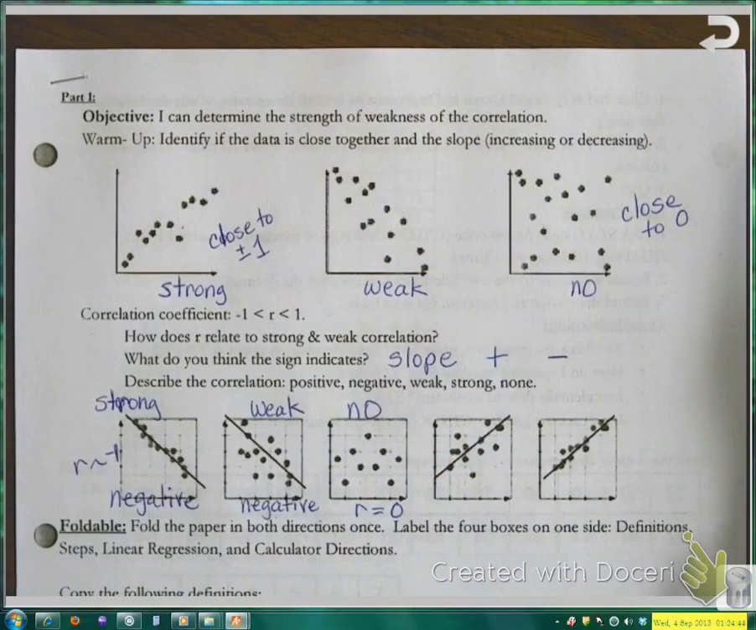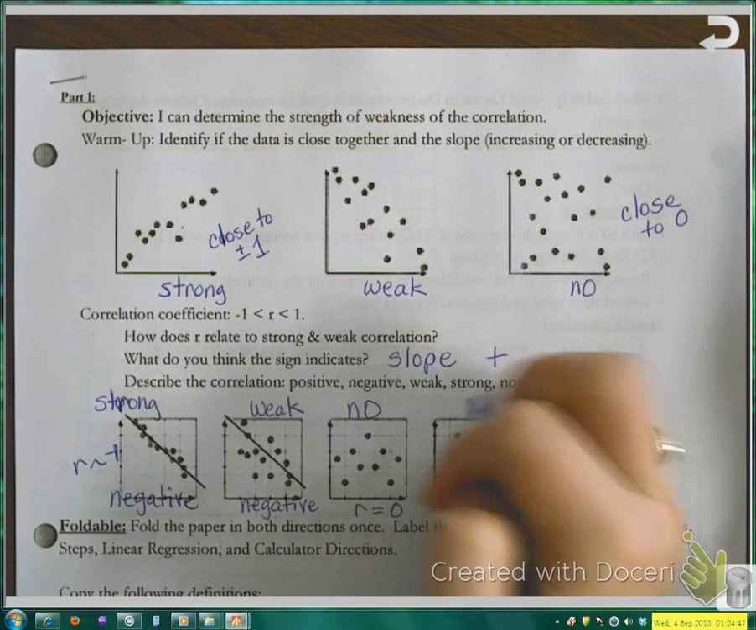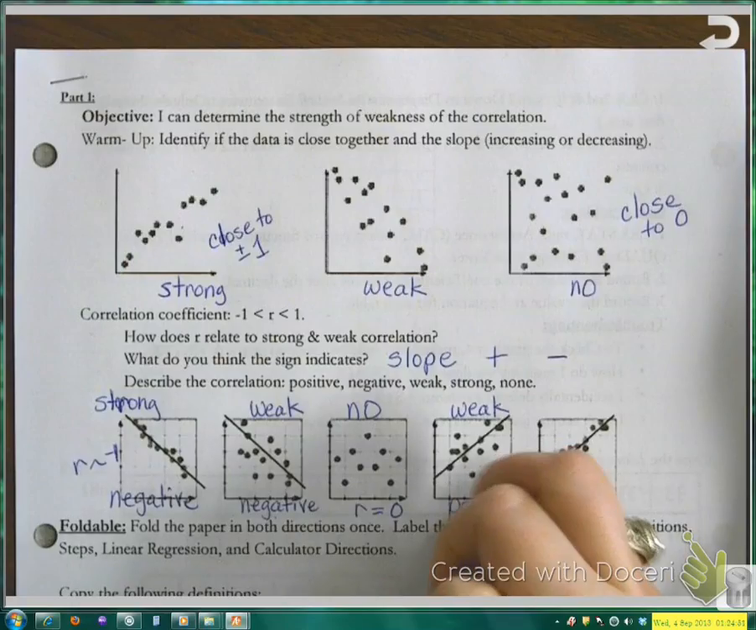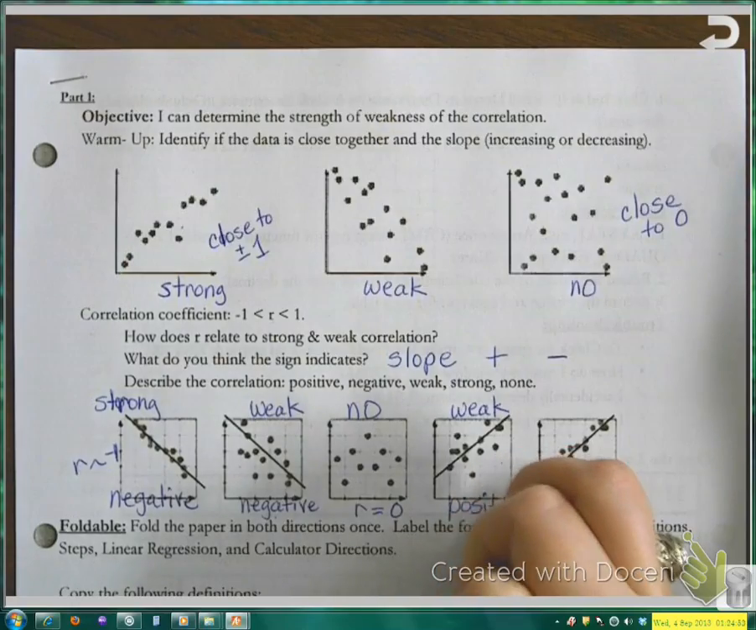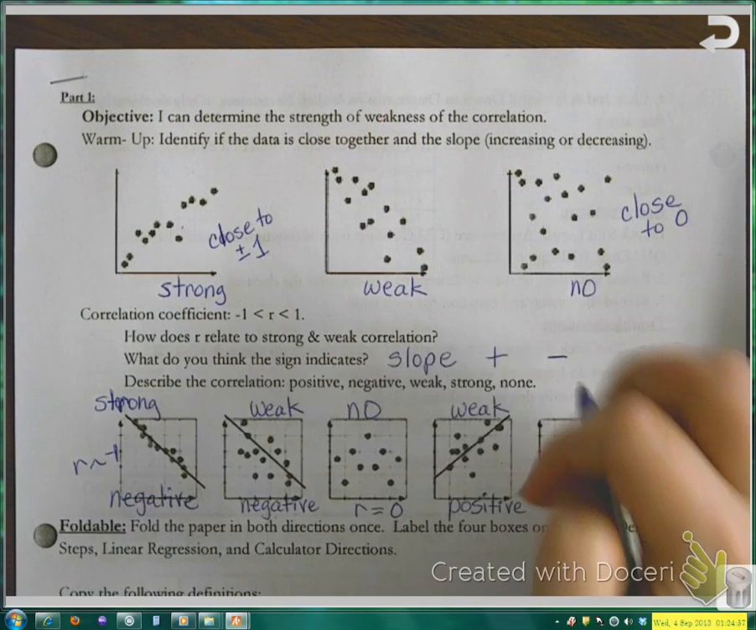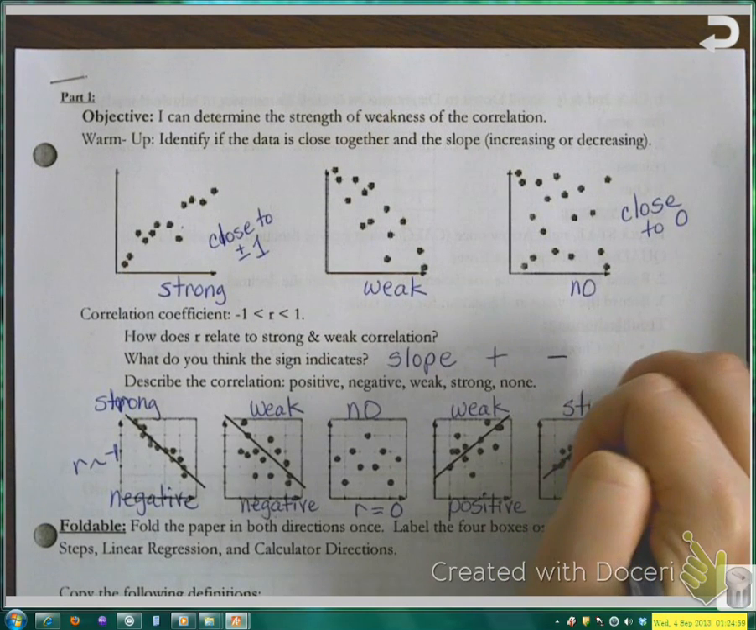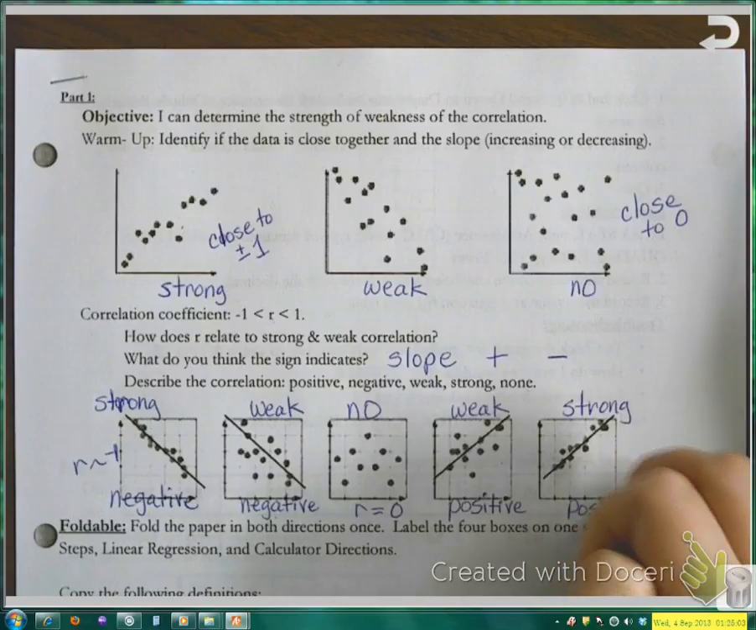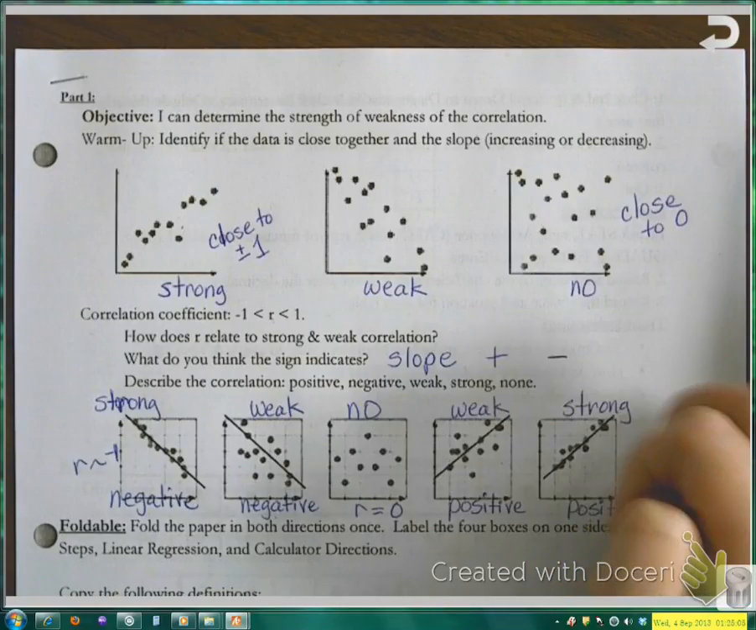Now we're headed up the other end of the scale. So we have a weak, but this time it is a positive slope. And then last but not least, we have a strong positive slope. With the strong positive, we would expect R to be close to +1.